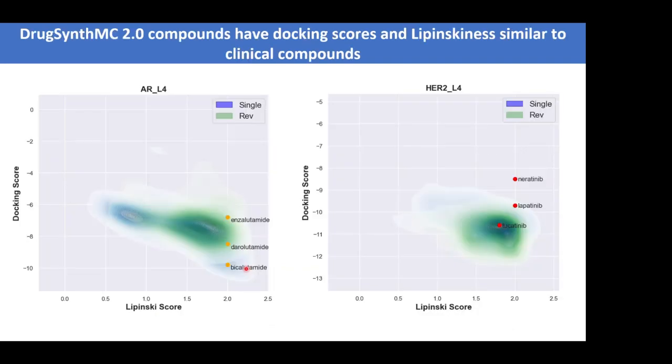So now how do the generated molecules compare to the clinical compounds? So here you've got the docking score. Again, the more negative it is, the better. Here, the Lipinski score, the higher it is, the better. And if you look at the reverse multi-policy, so here the green cloud for both HER2 and AR, what you can see is that the predicted affinity and Lipinski score for our generated molecules are either as good or better than the clinical compounds, right?